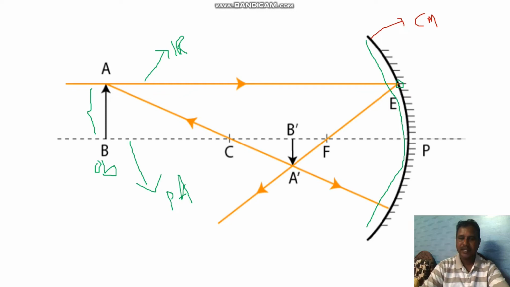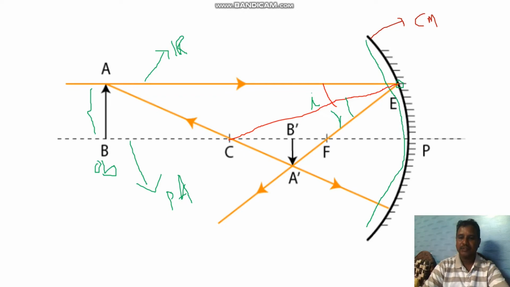For that purpose we need a normal. A normal is a perpendicular line drawn from a point on the mirror to the center of curvature. So this will be the angle i. Now this will be the angle r. Okay. Now we have come to know which is the angle of incidence, which is the angle of reflection, which is called the incident ray, which is called the reflected ray, and why it is called a concave mirror.